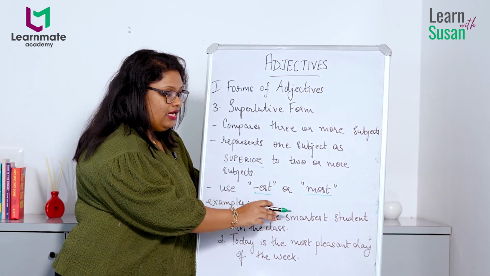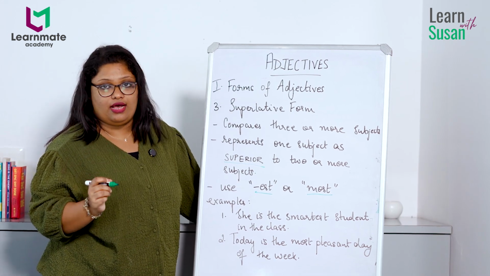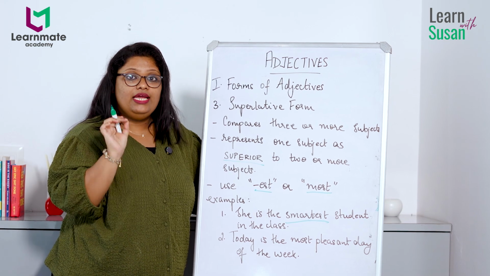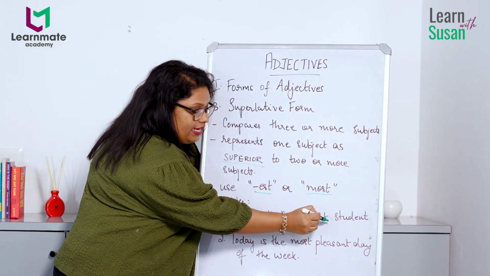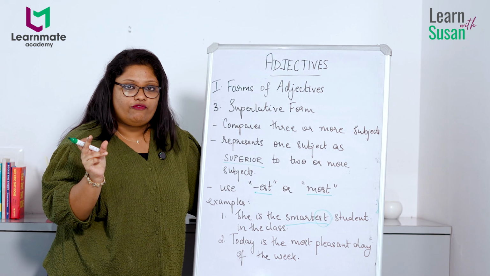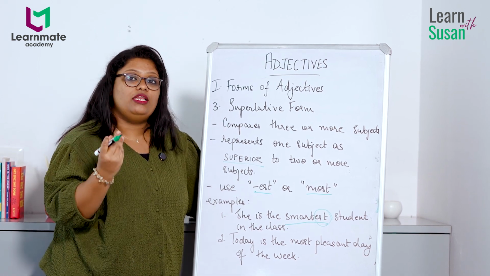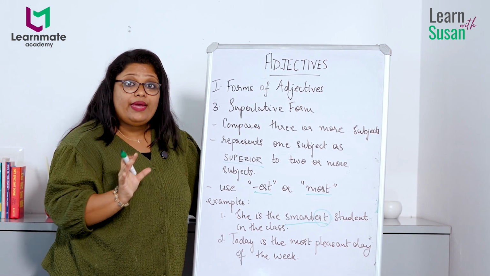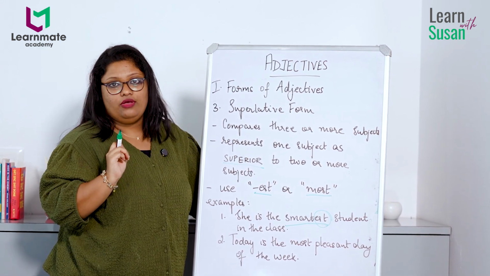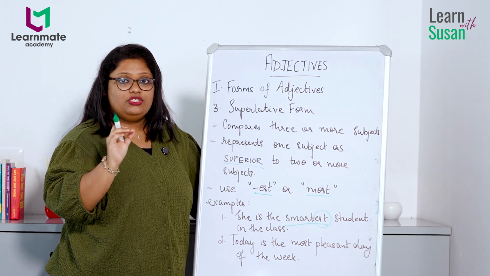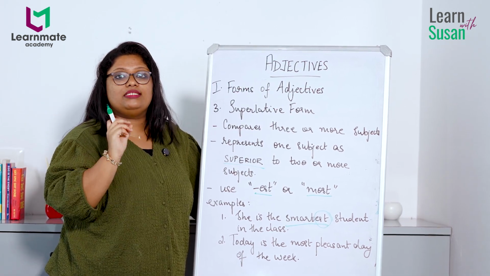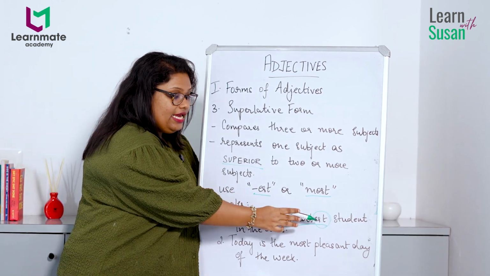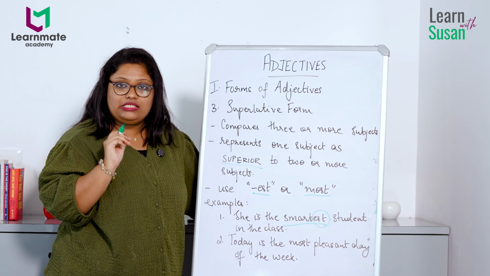She is the smartest student in class. So I've used the adjective smart in its superlative form by adding est at the end of it. I'm talking about a particular girl who has the quality of smartness, which is the best among the whole of her class. So among all the students, she is the one that has the superior quality of smartness. That is why I have used est at the end of the word smart.